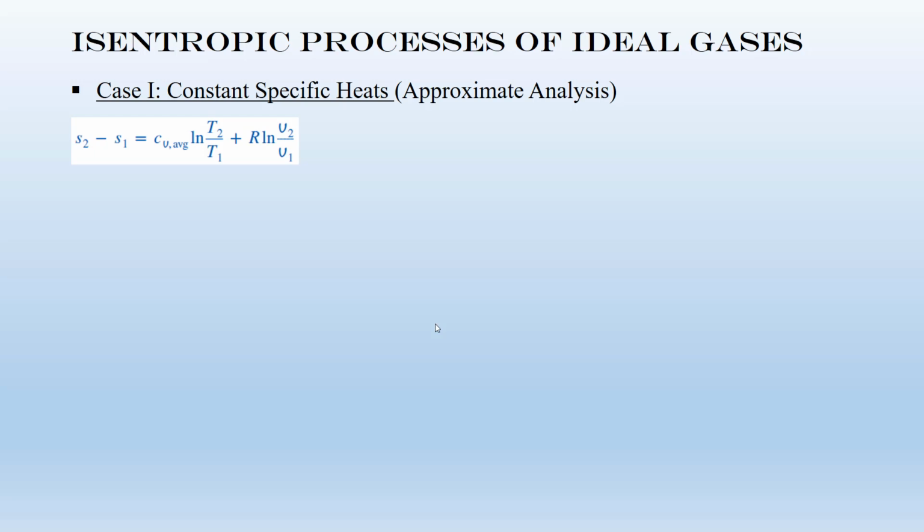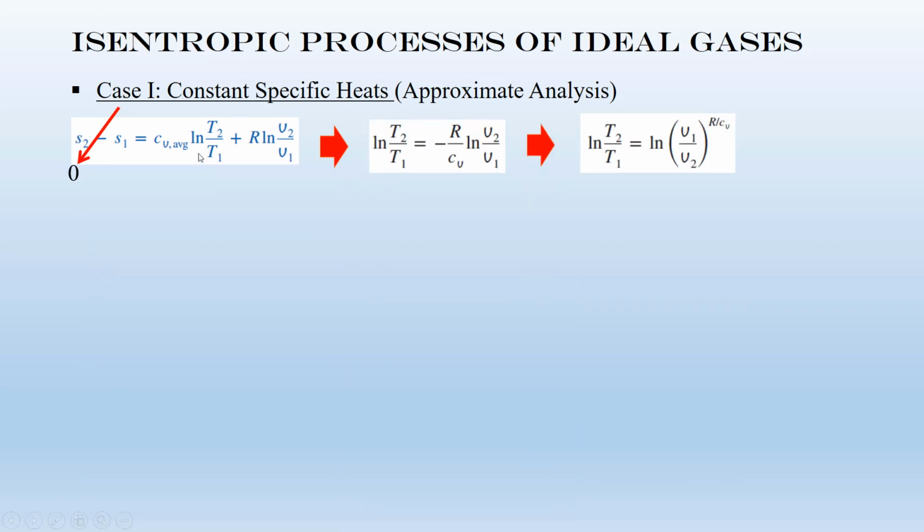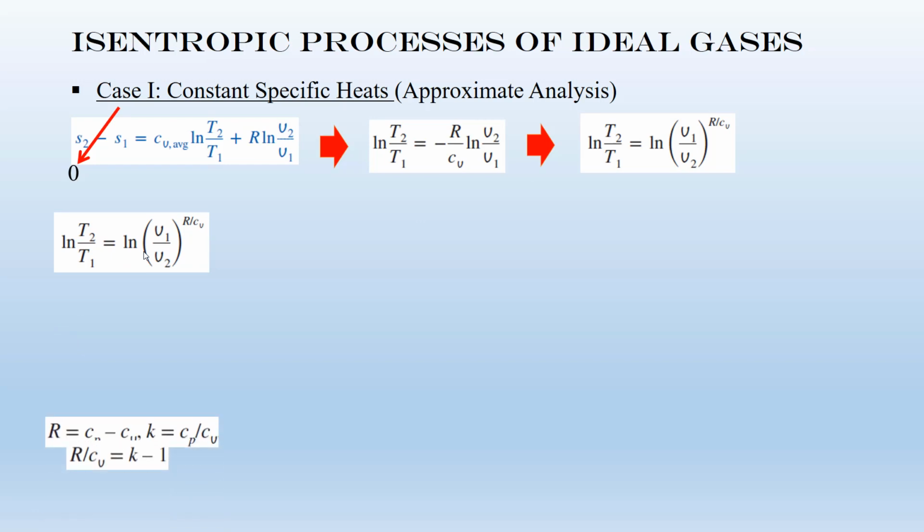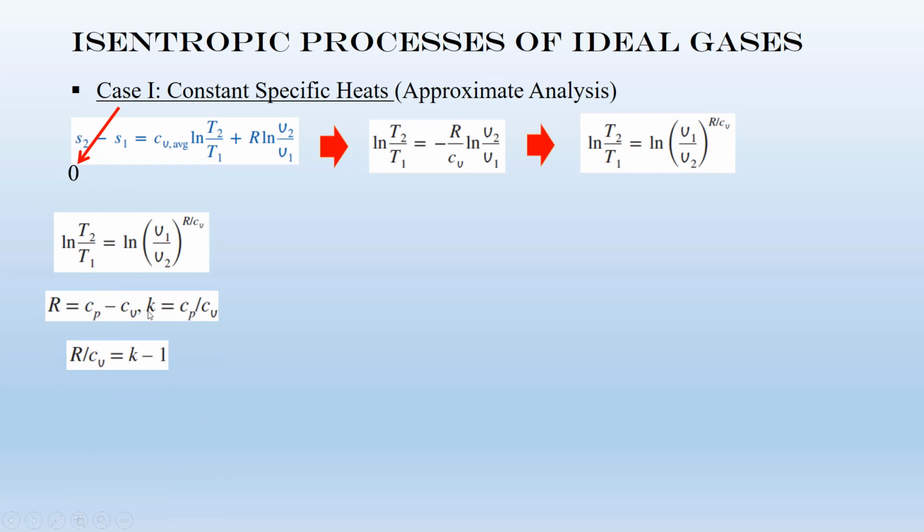For case one, if you remember, we assume that we have a constant specific heat. This is the first equation, based on the average specific heat, the average Cv. If we start from this correlation, for an isentropic process the left side is 0, correct? It's a constant entropy. Then we can simplify this correlation. We bring this term to the right side and then divide both sides by the Cv. And then we can simplify this correlation into this format. Now, if you remember from the previous chapter, R for ideal gases equals Cp minus Cv. Also, we define k, the specific heat ratio, which is the ratio of Cp over Cv.